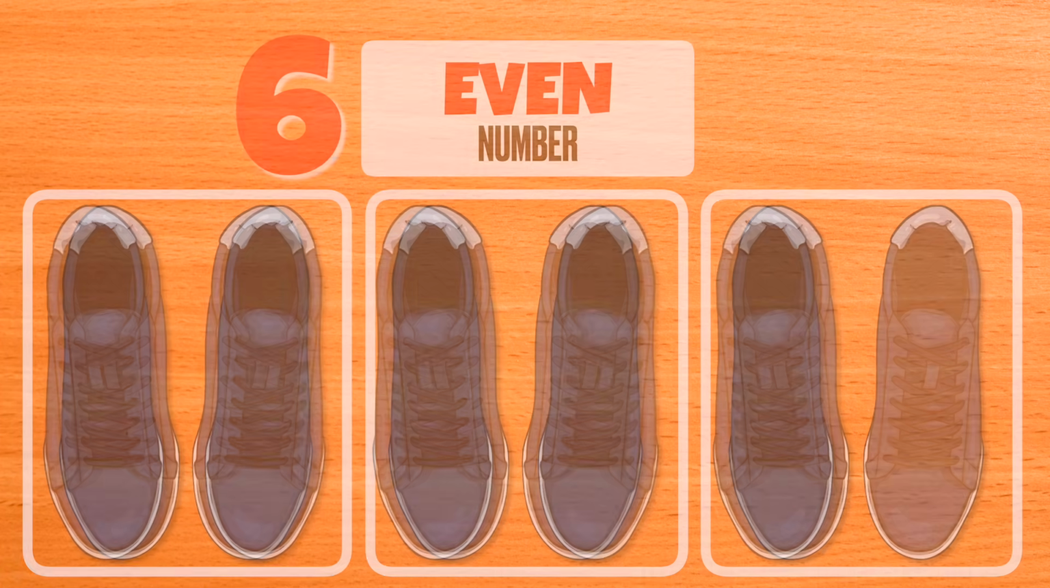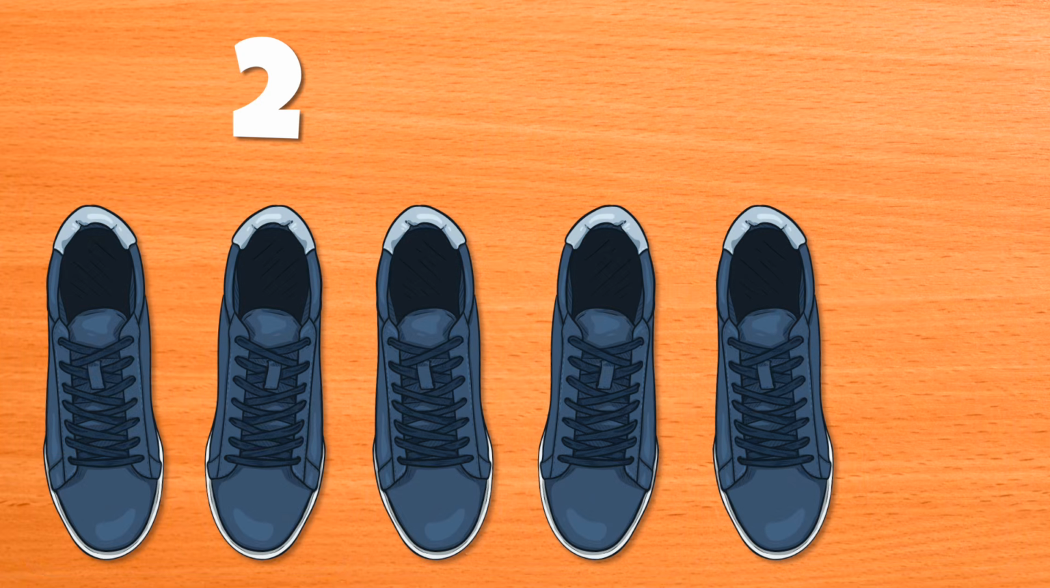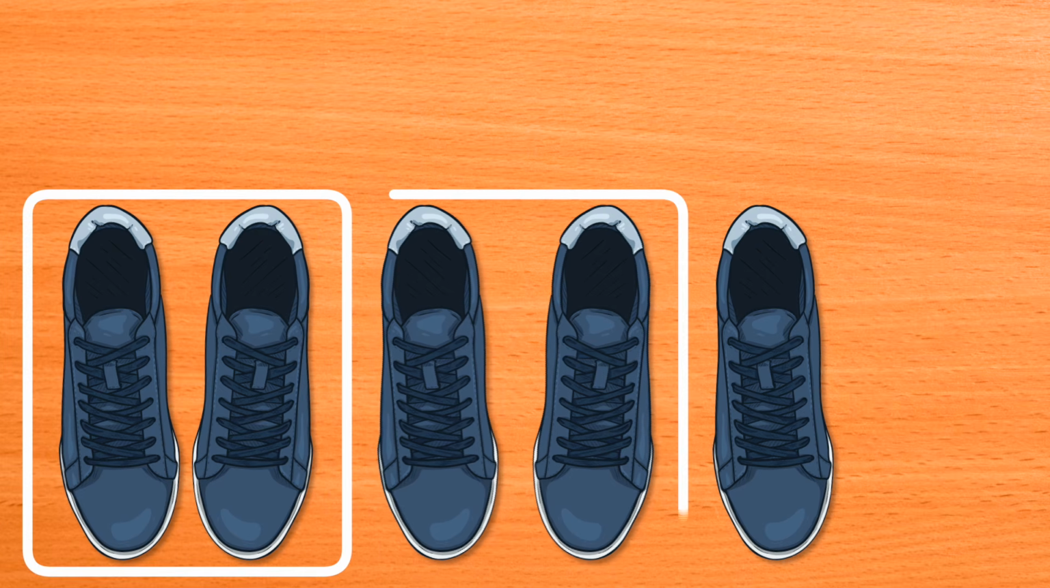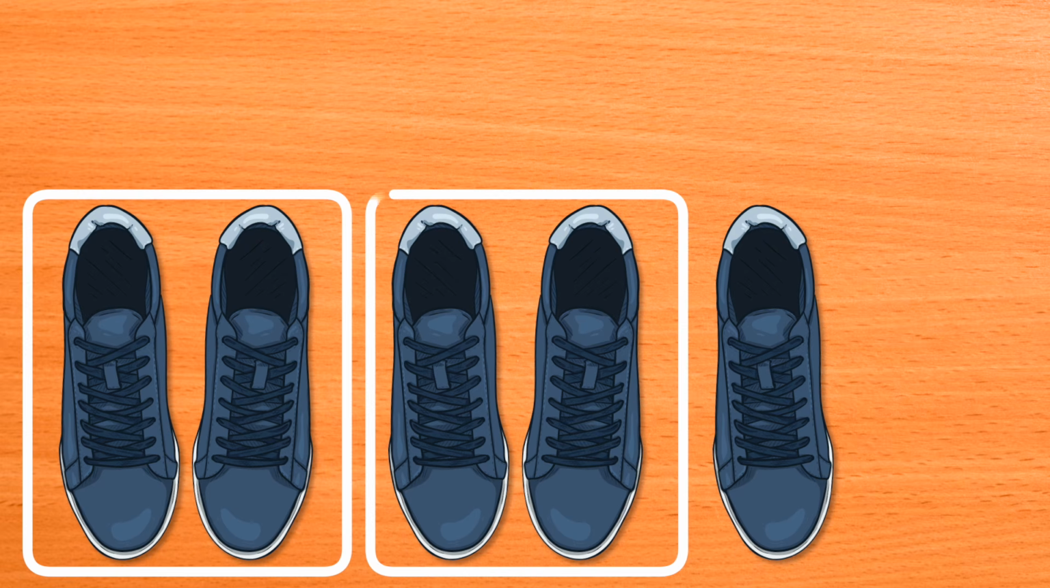Let's try another number. 1, 2, 3, 4, 5. Now let's make pairs. These two go together. And these two go together. Oh no! One shoe is left alone.